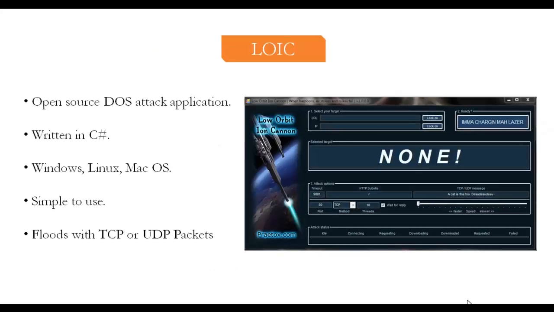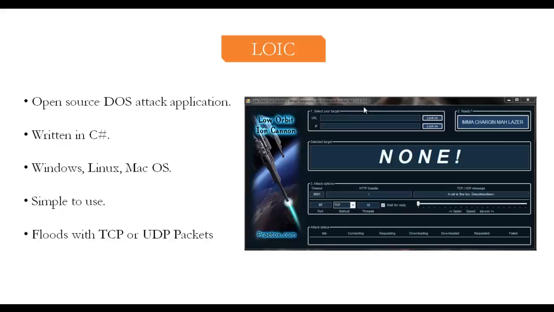And the next one is LOIC. LOIC is an open source network stress testing and denial of service attack application, which is written in C#. It is very useful in performing TCP or UDP based denial of service attacks, and this particular tool is available for Windows, Linux and Mac operating systems. It has a very simple to use graphical user interface. You can see that in the figure, where we just need to enter the target server's IP address or just the URL of any domain.